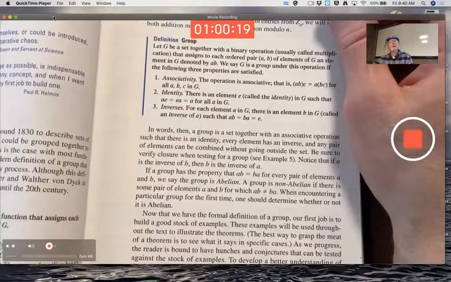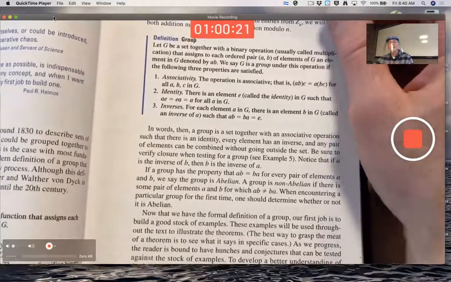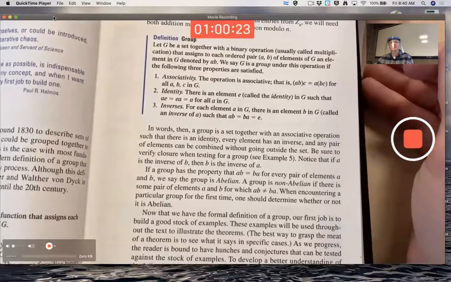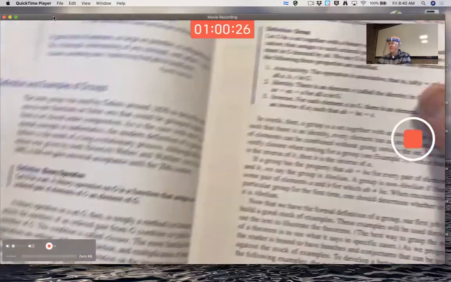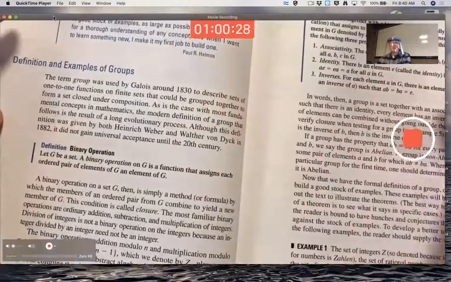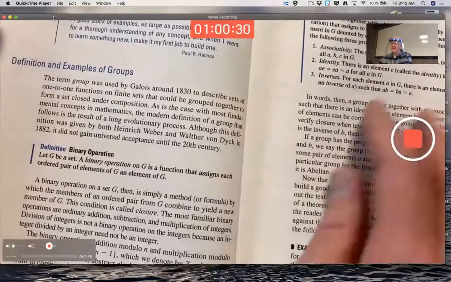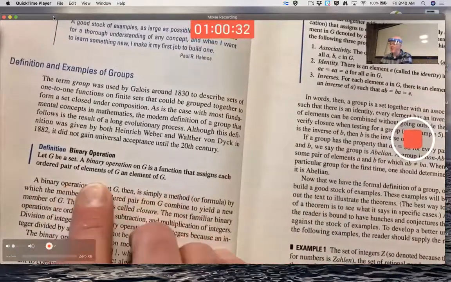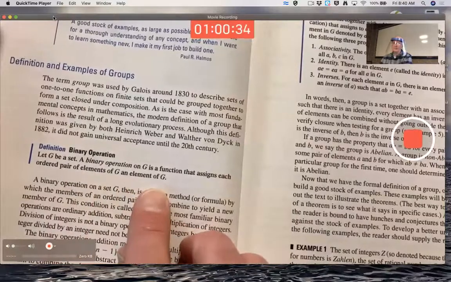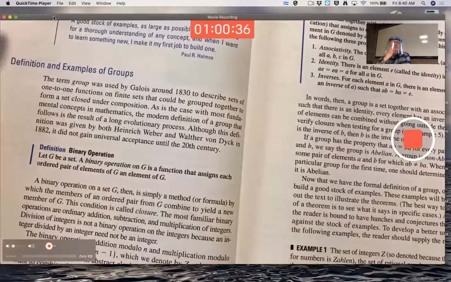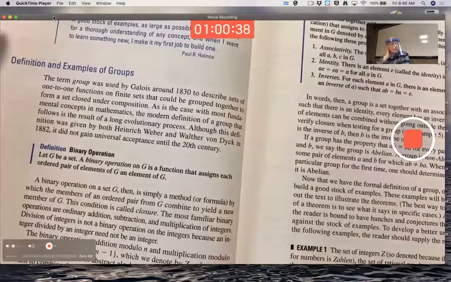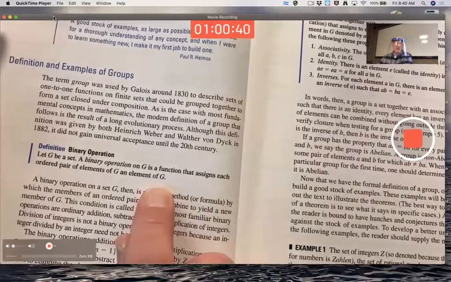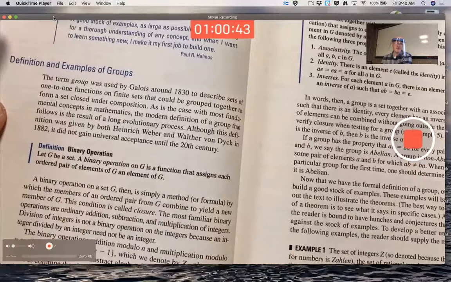Make sure you remember that I emphasized in the lectures that binary operation automatically means closure. That's our book's definition of binary operation. It's a function that assigns each ordered pair of elements to a unique element. Because that is an element of G, by definition, this is closed.